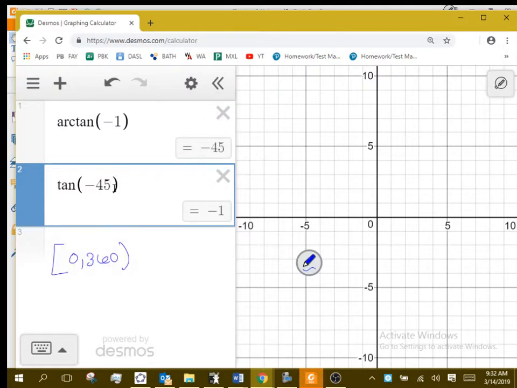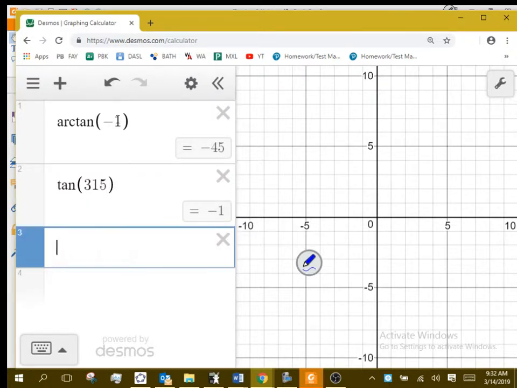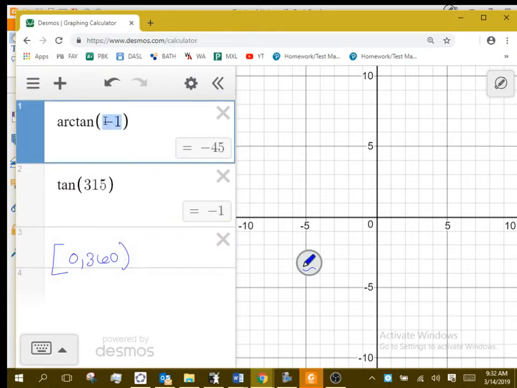Well, let's do this with 315. Is it the same information? 315 gives you negative 1. Plug in negative 1. I get 45, which is the same. It's coterminal with 315. Does that make sense? Okay. Those are things to think about, guys, that we have to be paying attention to when we start solving equations.